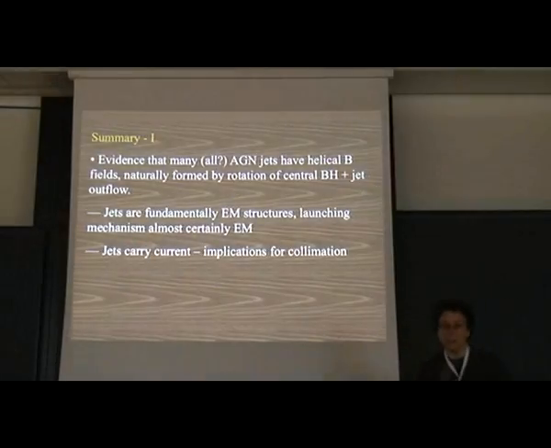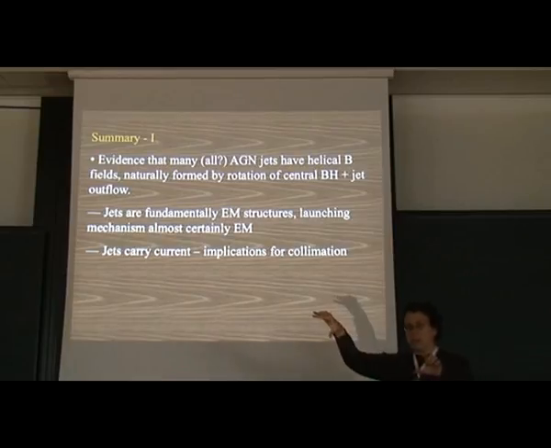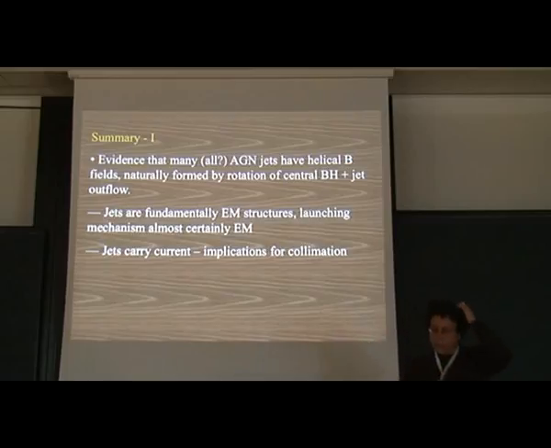Okay, so here's my summary. There's evidence that many, maybe even all, AGN jets have helical magnetic fields that could come about naturally by the rotation of the central black hole and the jet outflow. And something I want to mention in connection with what Alan talked about is that it appears that we're seeing these helical magnetic field structures much further out than one would expect in the picture that he presented, and we need to understand why that's true.